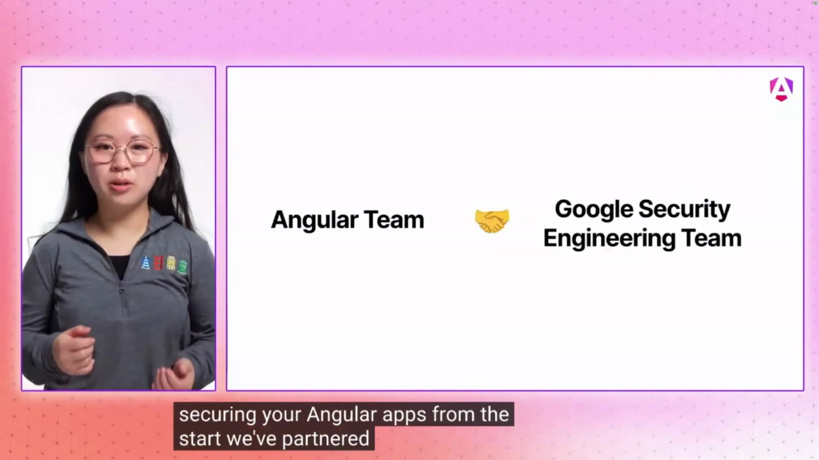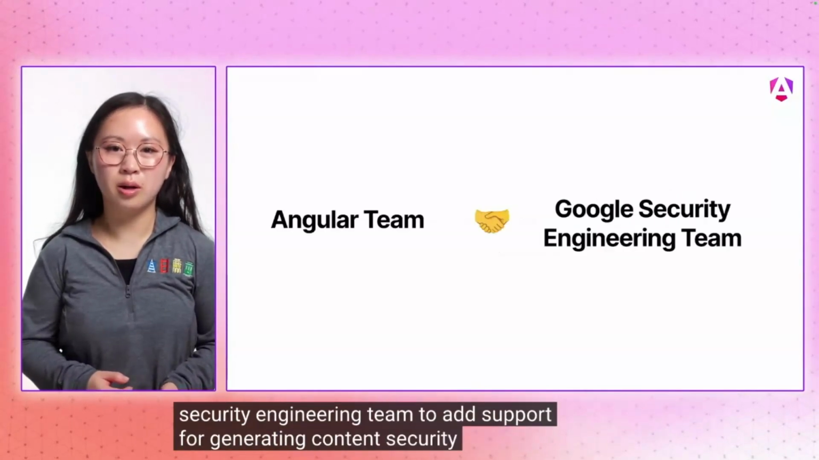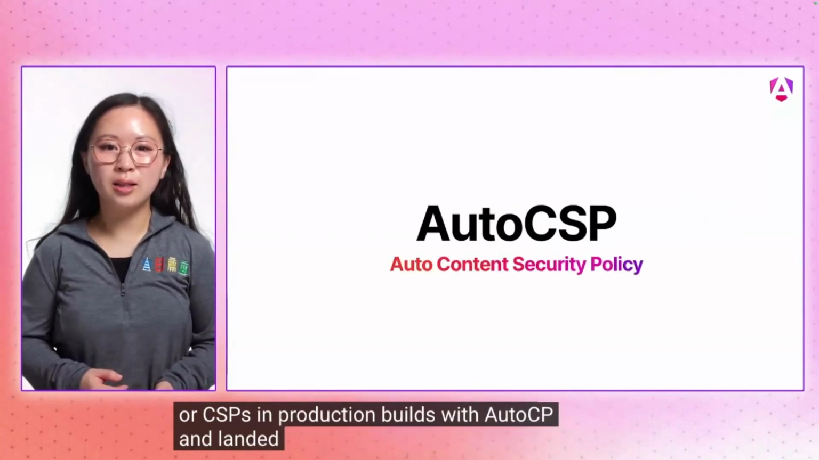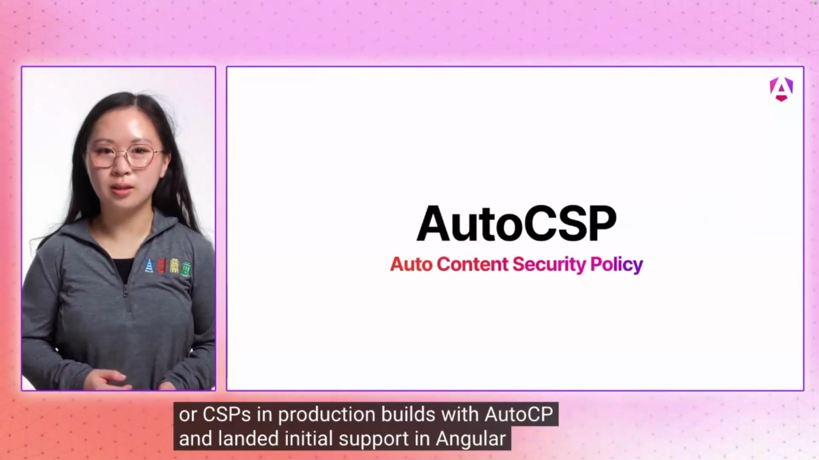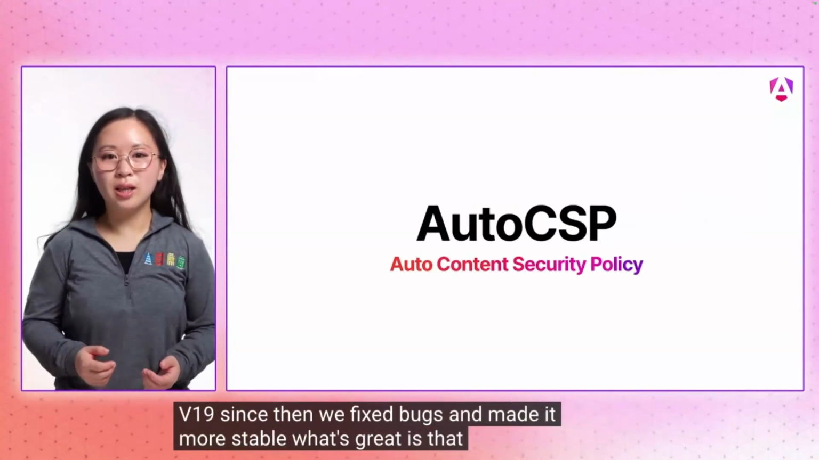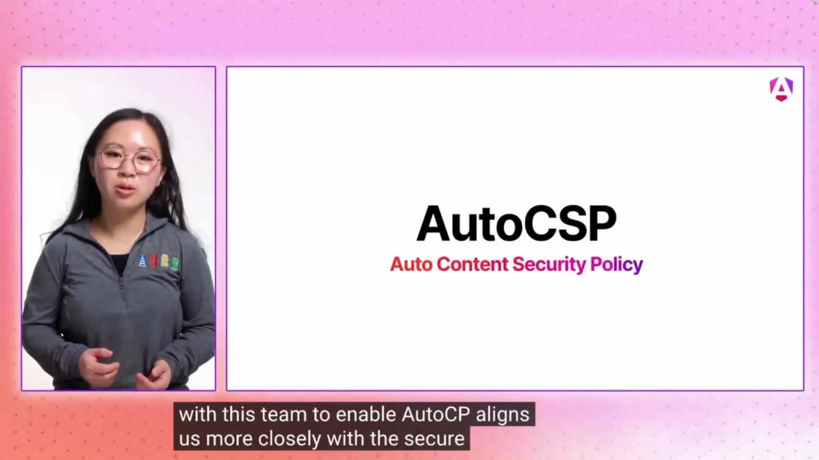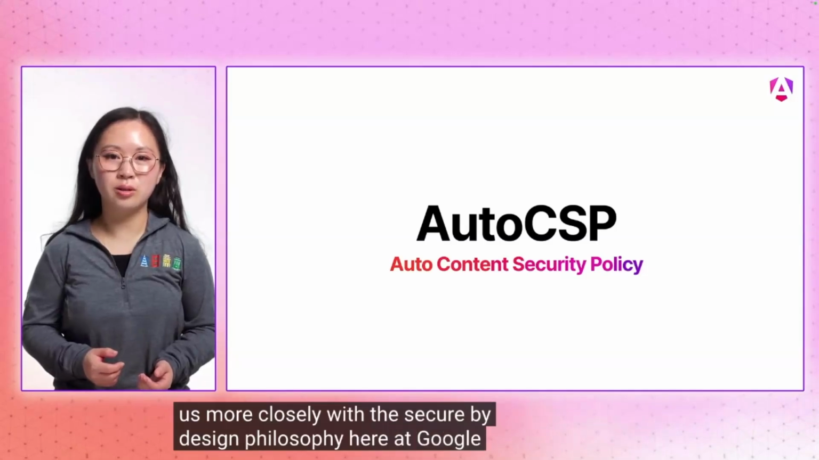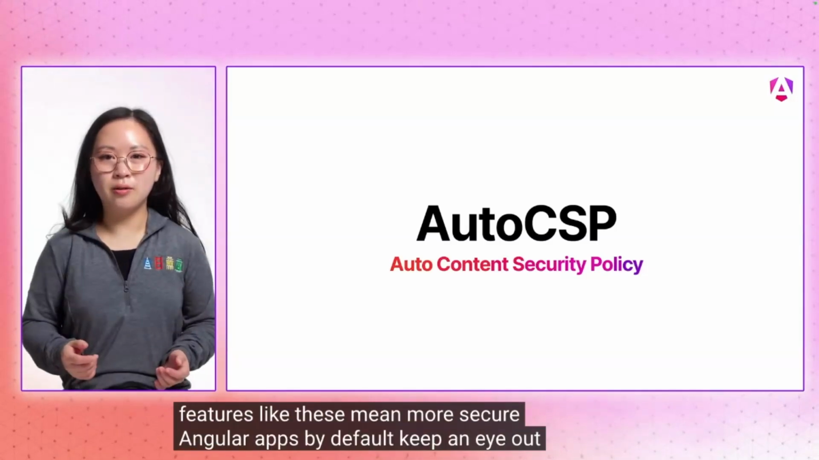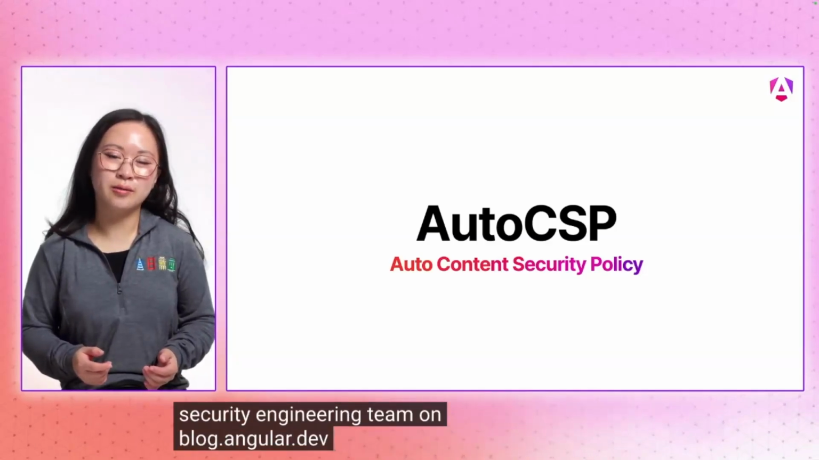We've partnered with the Google Security Engineering team to add support for generating content security policies, or CSPs, in production builds with Auto CSP, and landed initial support in Angular v20. Since then, we fixed bugs and made it more stable. What's great is that working with this team to enable Auto CSP aligns us more closely with the secure by design philosophy here at Google. Features like these mean more secure Angular apps by default. Keep an eye out for collaboration posts with the Google Security Engineering team on blog.angular.dev in the future.